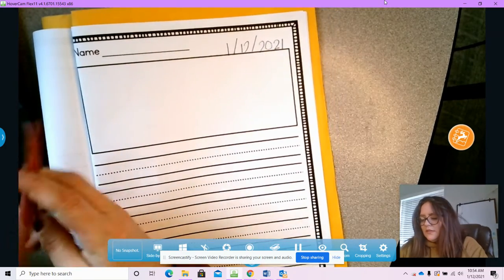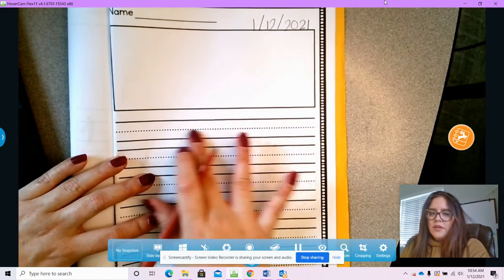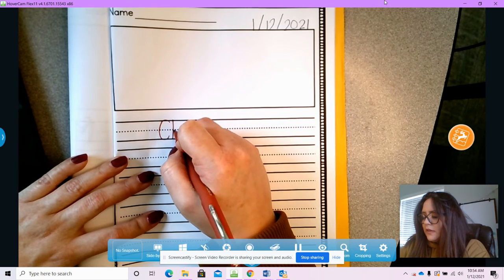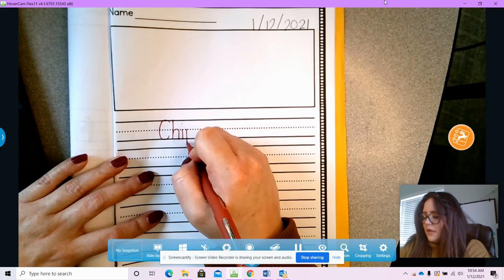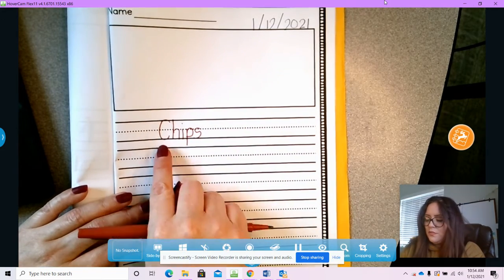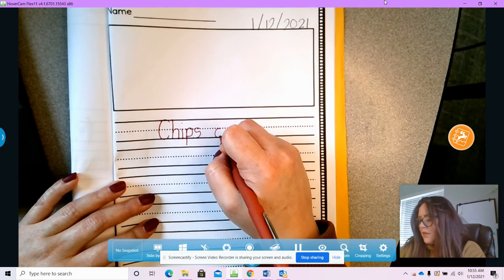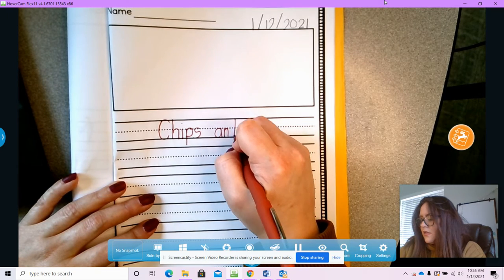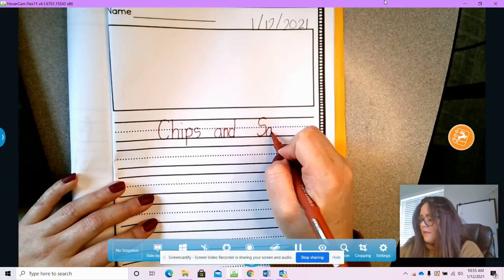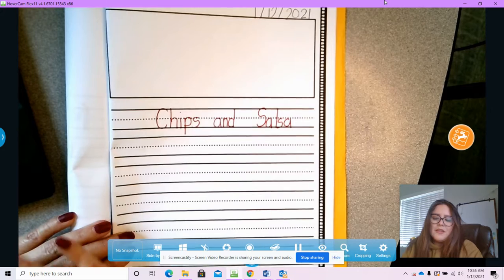The story we read today is Chips and Salsa. So we're going to write the title of that story on our first line today. We're going to start with a capital C because this is a title. We have to capitalize the first letter in every word. Chips. Ooh, remember this morning we talked about the CH makes the ch ch ch. Chips and salsa. Chips and salsa.